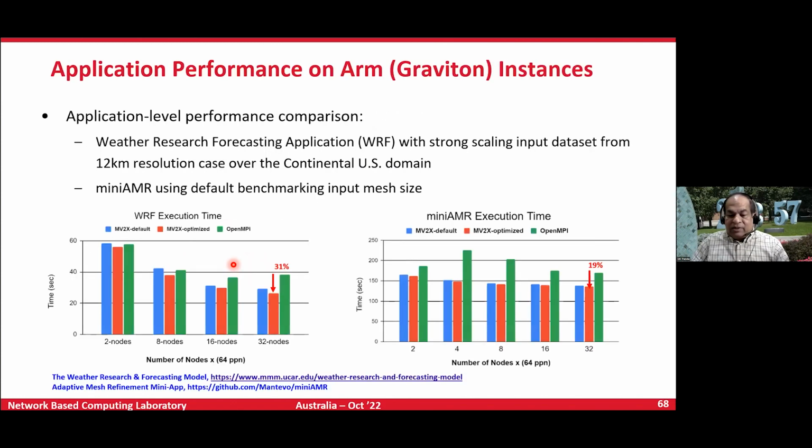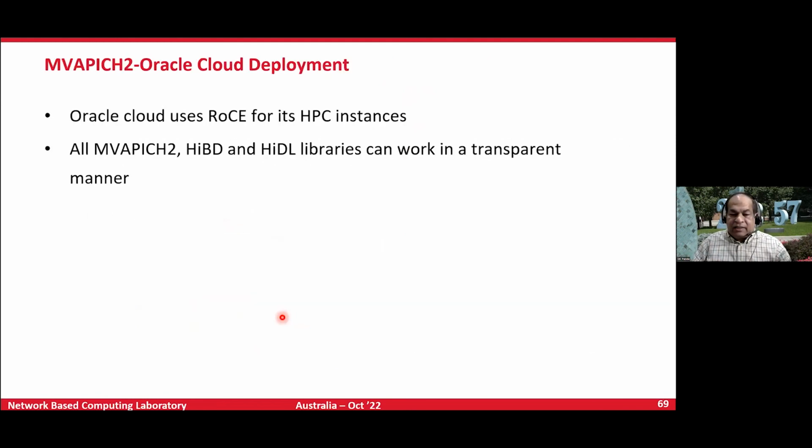So if you take a look at some of the sample numbers here, because we are able to go to the EFA layer, these are the numbers on the ARM Graviton. And as you can see, as the number of nodes increases, we are comparing our earlier design with the optimized design and OpenMPI. We are able to give you far better performance as the system size scales.